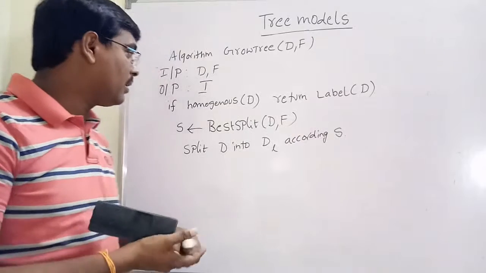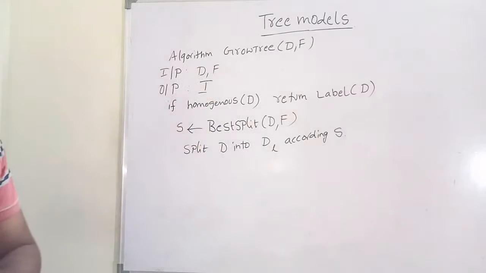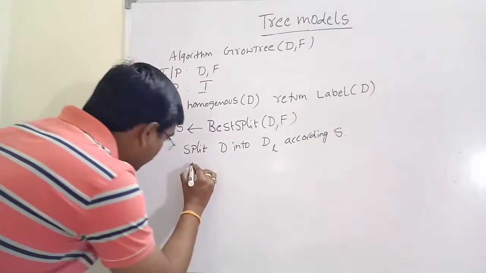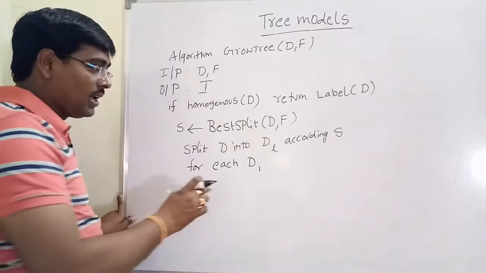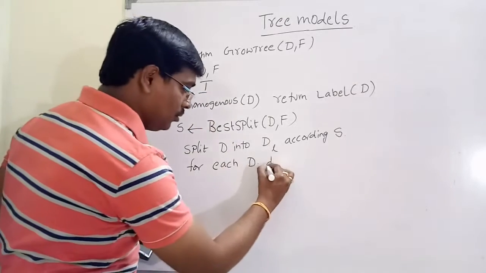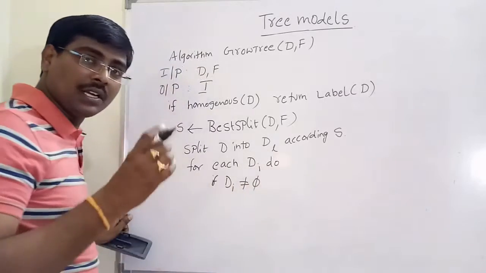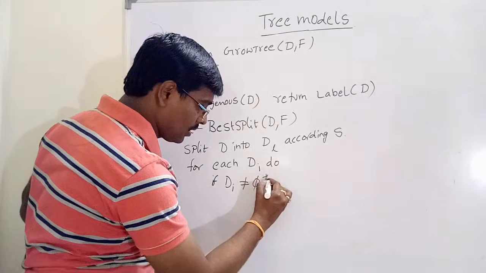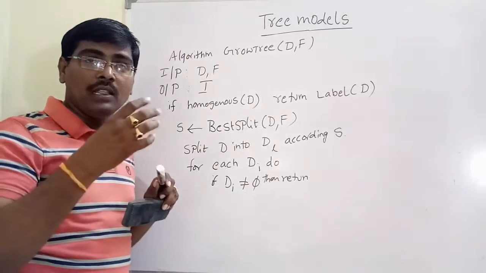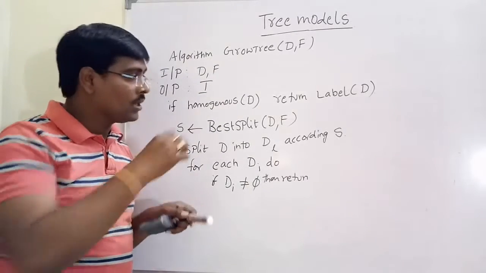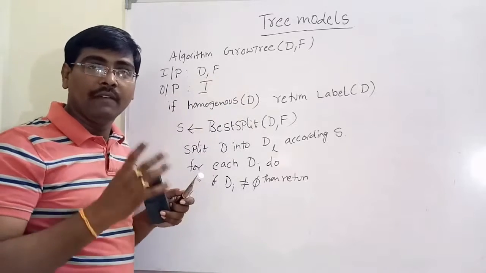After splitting the data, we have to apply the same operation on each and every subset. For each Di, for example each subset, do: if Di is not empty, that means the set contains some instances. In that case, we have to identify the label for this set of instances. That means this is a recursive call.